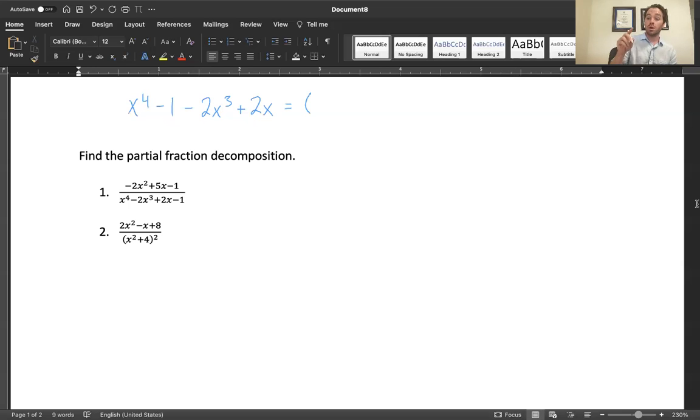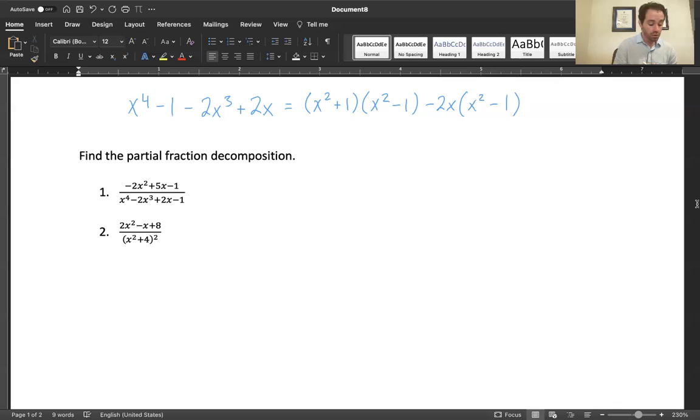Factor the x to the fourth minus 1 separately. That will be x squared plus 1 times x squared minus 1. And then I'm going to take a minus 2x out of the second part, and that's going to leave me an x squared minus 2. Right? Did I do that right? Minus 2x cubed plus 2x. Nope, sorry. That would be minus 1. My bad. x squared minus 1. Okay.